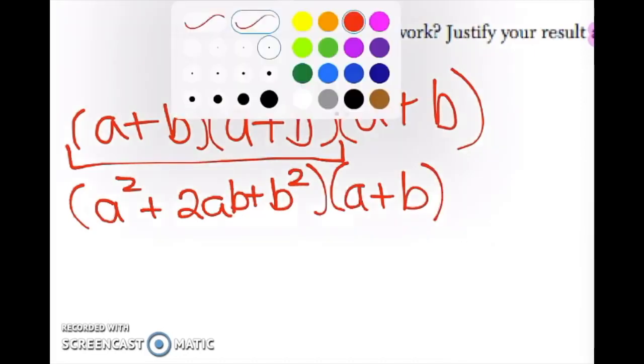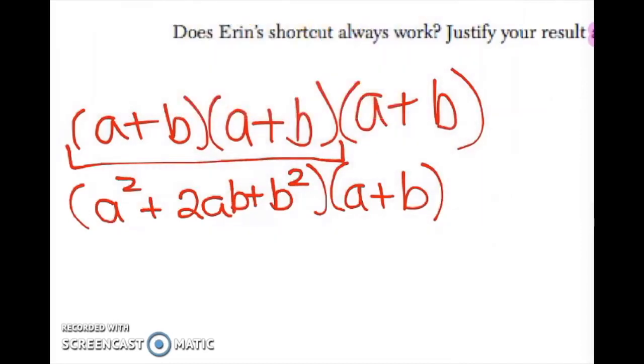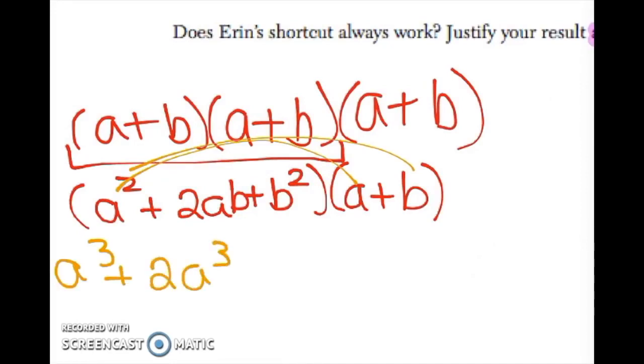And so when I do this, remember that we're distributing each thing out. So a squared is going to get multiplied by each of those. So that's a cubed plus a squared b.